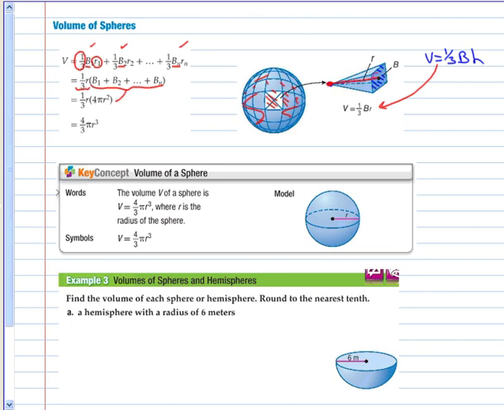And we learned the formula for the surface area of the sphere, 4 pi r squared. So 1/3 times the radius times the surface area of the sphere, 4 pi r squared. Multiplying that together, radius times radius squared gives us radius cubed. 1/3 times 4 is 4/3. 4/3 pi r cubed. That's the volume formula for a sphere.